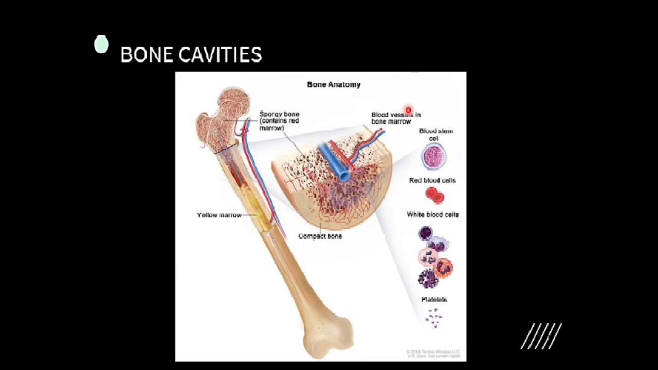So now let's see the bone cavities. The marrow cavity and the spaces within the spongy bone contain bone marrow. And bone marrow is of two types, that is red bone marrow and yellow bone marrow. Red bone marrow is normally restricted to the spaces of spongy bone in the adult, whereas yellow marrow consists mostly of fat cells, and this marrow can revert to red marrow in case of extreme blood loss.